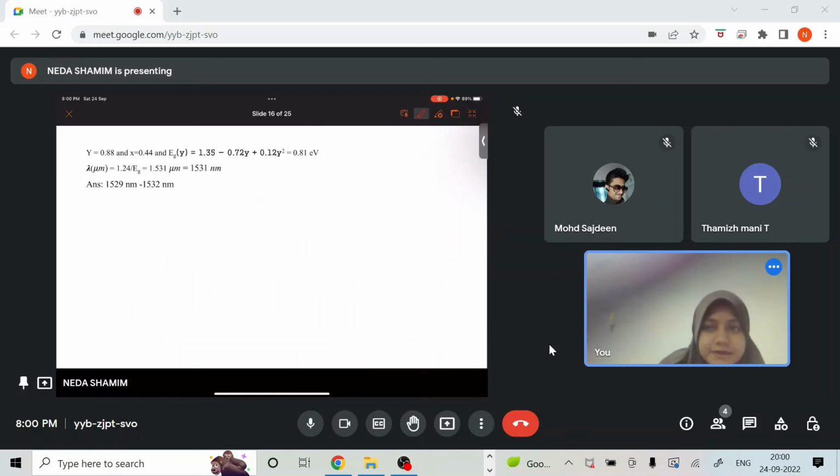So let's see. Y is equal to 0.88 and x is equal to this. Eg is given, that is equal to this. Substitute y, you got this in electron volts, and now simply just substitute this. So lambda is equal to 1.24 by Eg. So this would be around the operating wavelength, and we give some range of the answers.